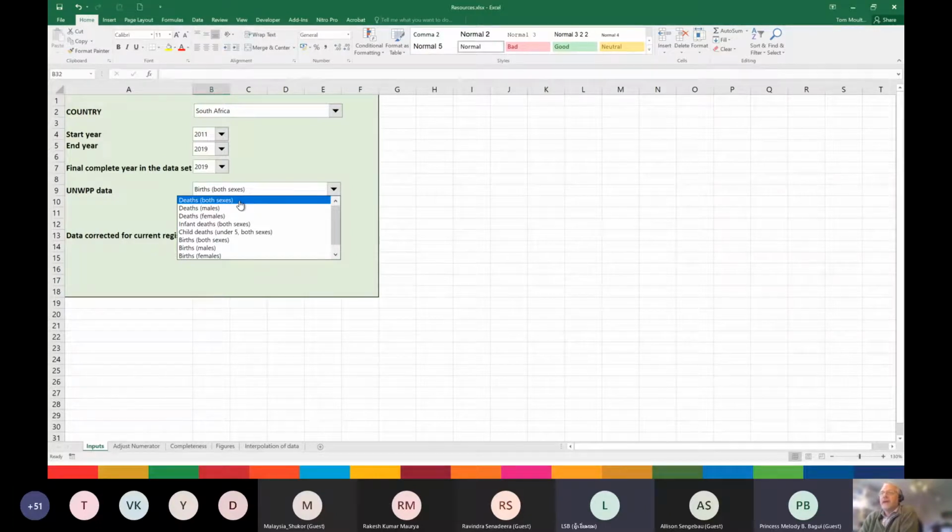You can take deaths at all ages for both sexes, so that's the total number of deaths in the country, deaths of males and deaths of females. That might be important for a number of reasons, not least of all for inequality assessments. You might want to investigate the number of infant deaths, as deaths under the age of 1 for both sexes, or the number of child deaths under the age of 5 for both sexes.